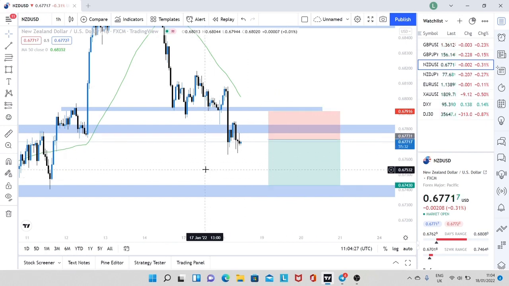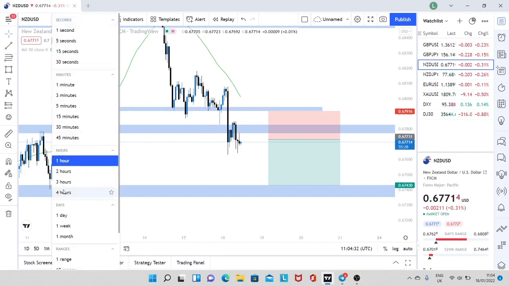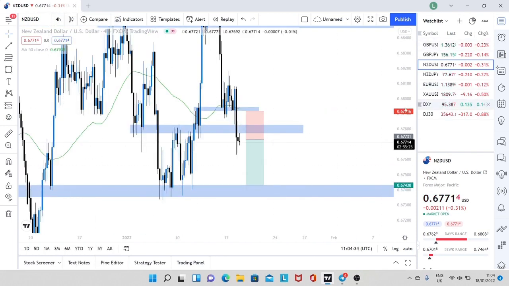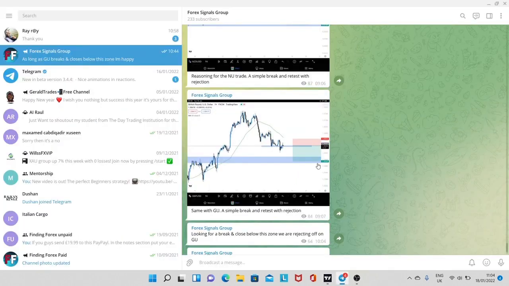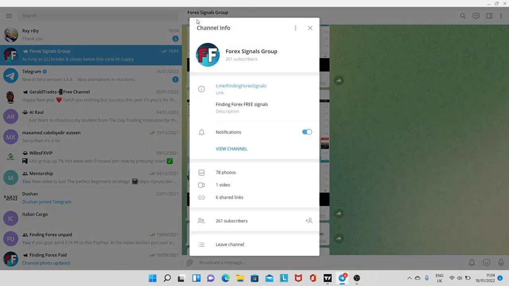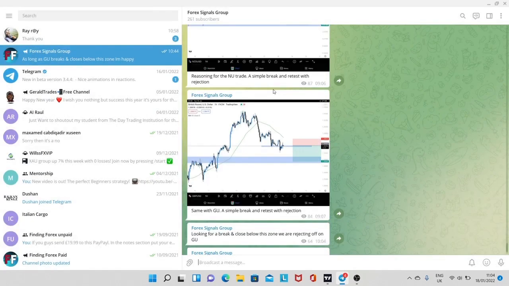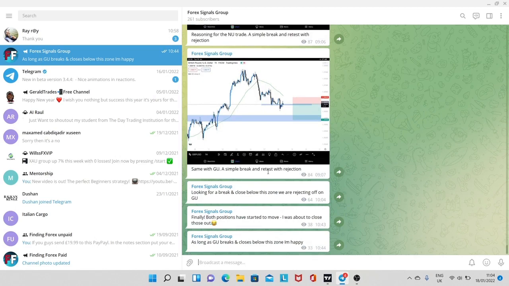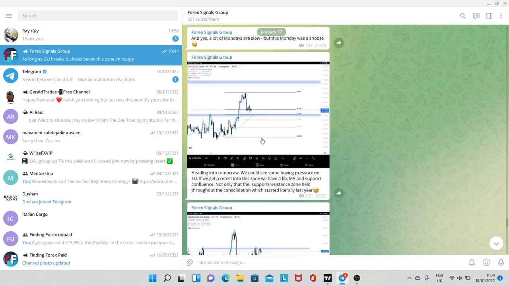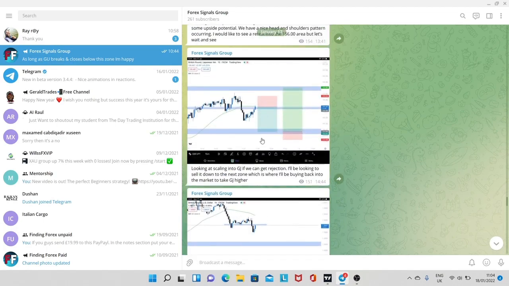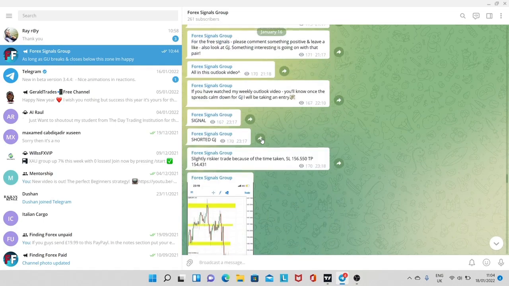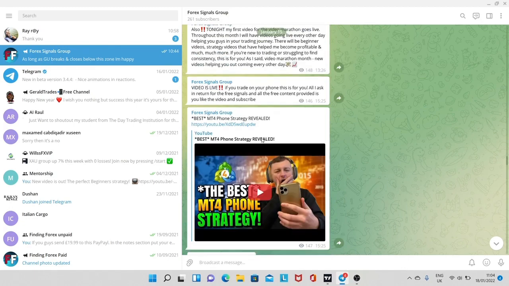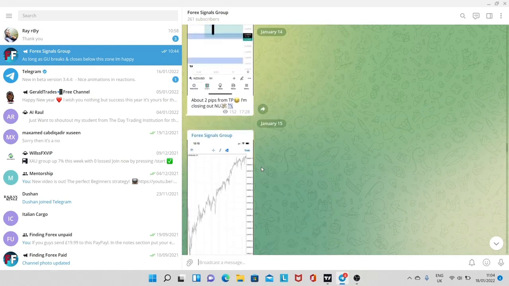So NZD USD is not really doing a lot at the moment. We'll just have to wait and see on that. But if you are in the Telegram's group signal, then you will be updated on this first. I also have more than 333, there we go, 261 people in this at the moment. All of them taking my profits, all of them taking my trades, and we're making so much money together. If we just scroll through to last week, absolutely beautiful week last week. There's some of the trades.